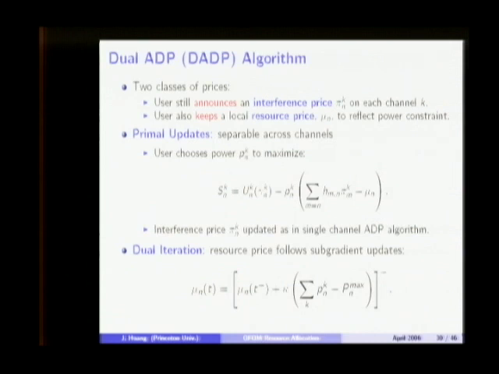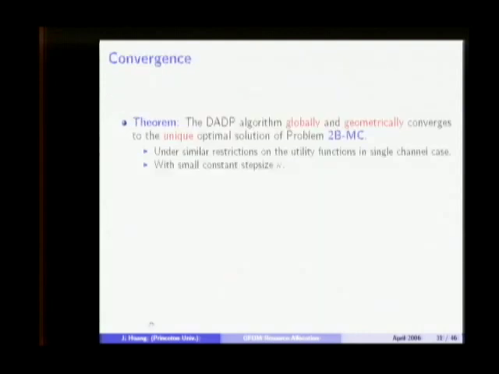So what is the convergence result of this more complicated algorithm? What we can show is that this dual ADP algorithm globally and geometrically converges to the unique optimal solution of the multi-carrier problem, under similar conditions on the utility function as in the single channel case, and also with a small enough constant step size kappa.